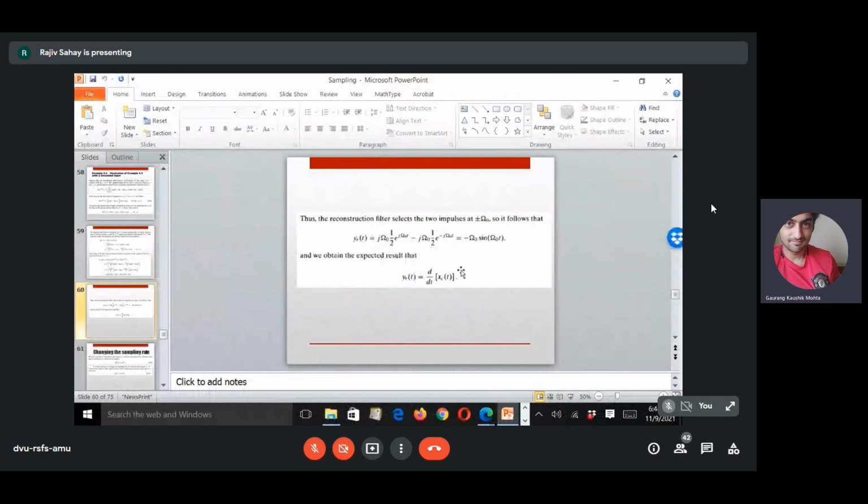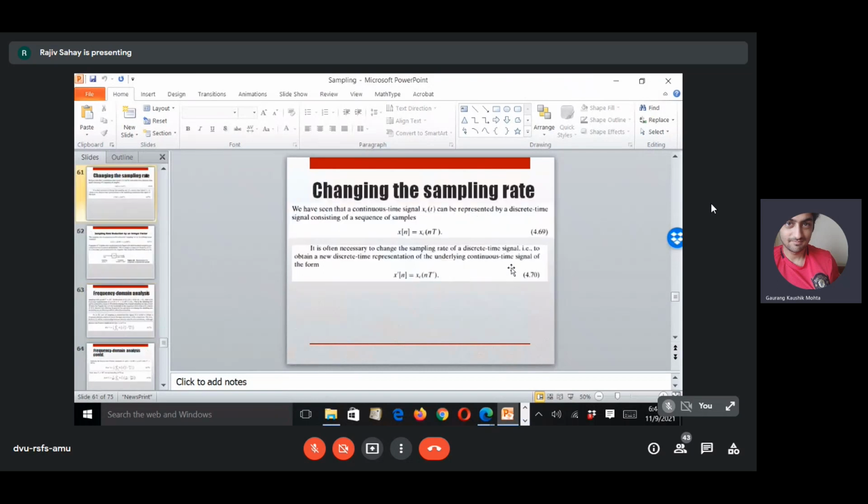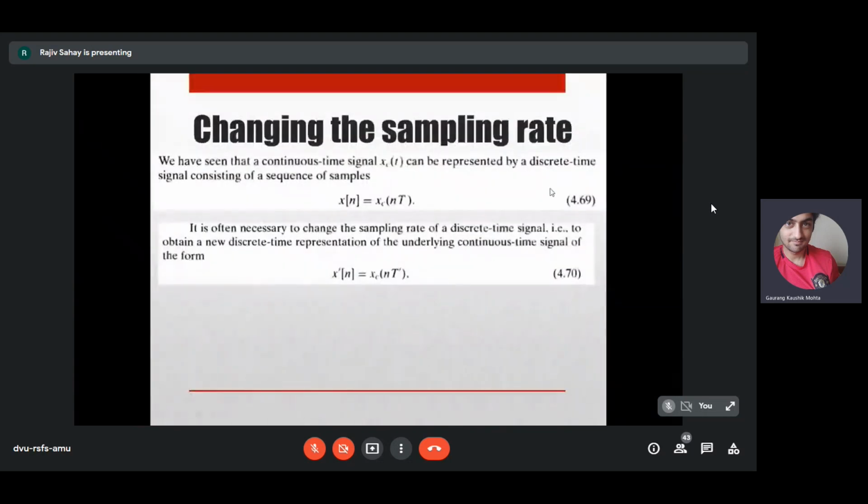So with this, I will shift to another topic. There are actually two more topics to cover in sampling. I will discuss briefly the idea of changing the sampling rate. Sometimes we require to change the original sampling rate. Suppose I am given a signal, or let me say that I am given an image. Now that image is a discrete image, which means it has some number of rows and some number of columns.